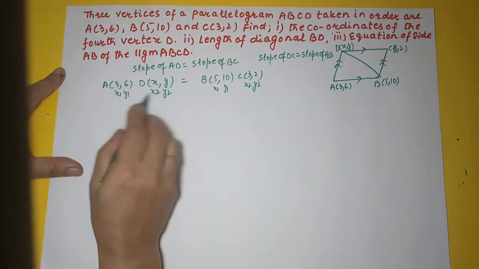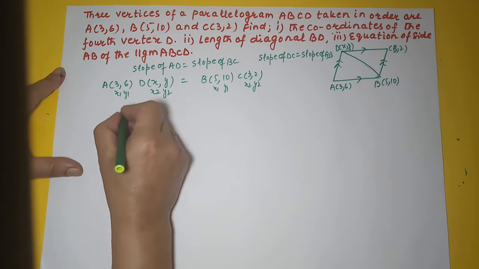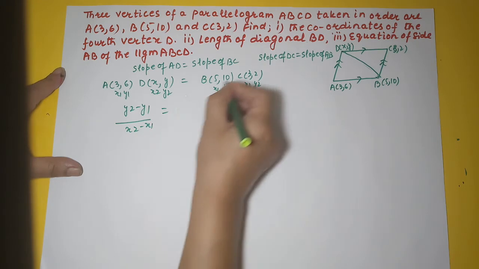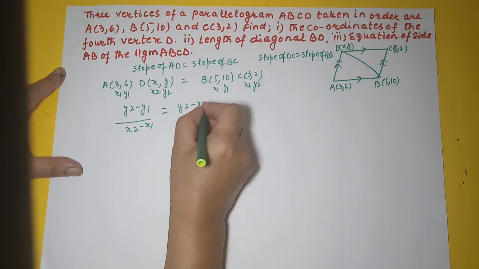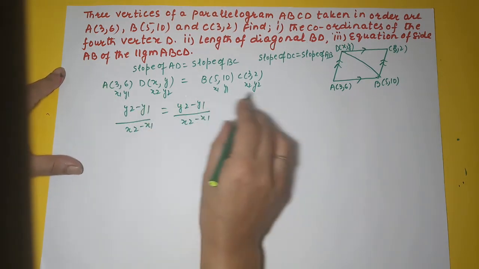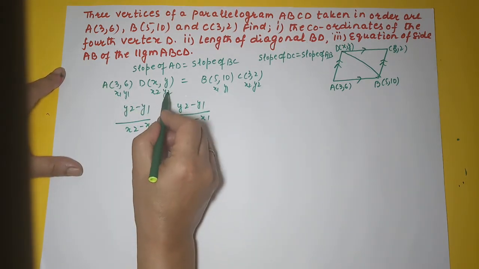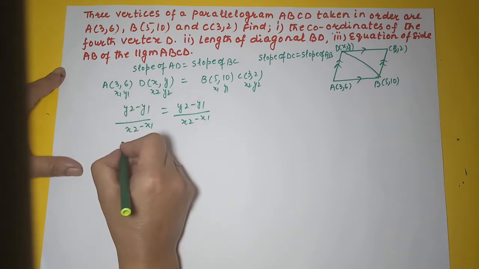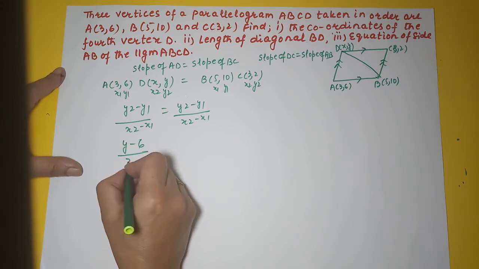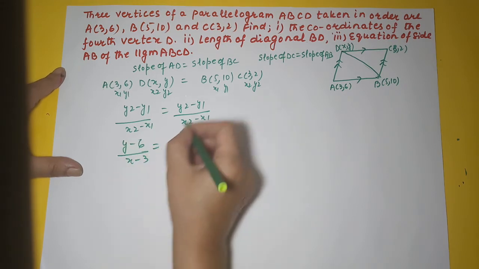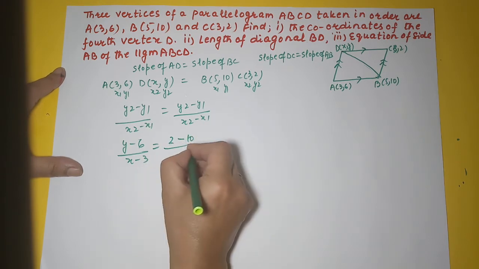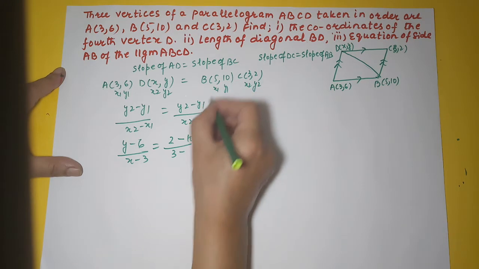Okay, let's calculate the slope of AD. So that will be y2 minus y1 upon x2 minus x1. Here also the same thing, y2 minus y1 upon x2 minus x1. We have different x1, y1, x2, y2, so we will substitute. What is y2 here in AD? It is y. y1 is 6. x2 is x. x1 is 3. Here what is my y2? 2 minus 10 upon x2 is 3 minus x1 is 5.